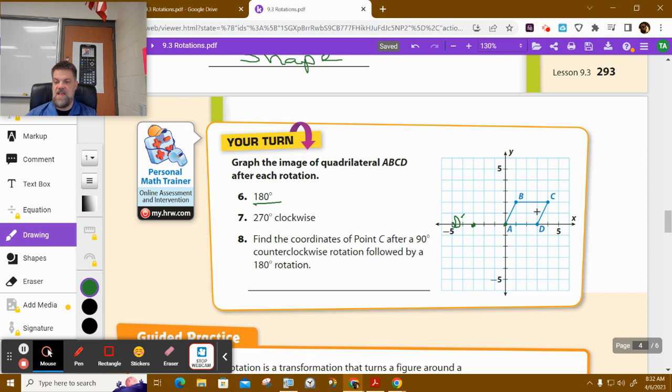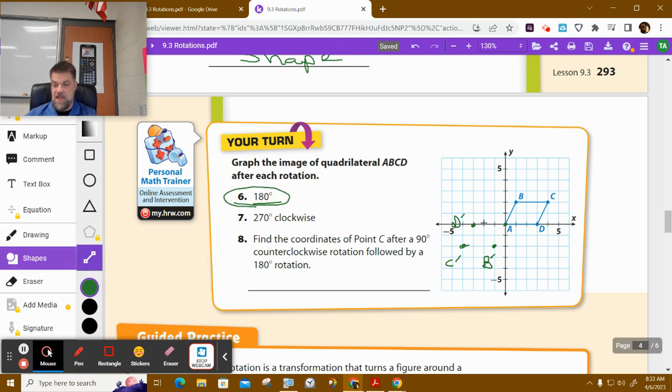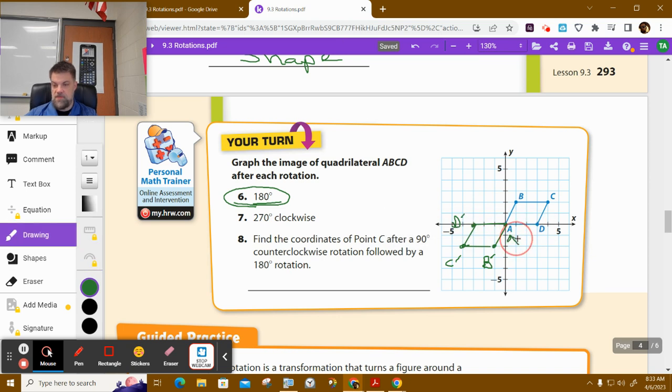And then C is like over 1, up 2. So I'm going to go over 1, down 2. That's going to be my C prime. And then B is like over 1, up 2. So I'm going to go over 1, down 2. That's B prime. Now I'm going to connect those. That's the 180 degrees, right? So I'm going to do the 180 degrees in green. Let's draw my lines. And let me just label that A prime.